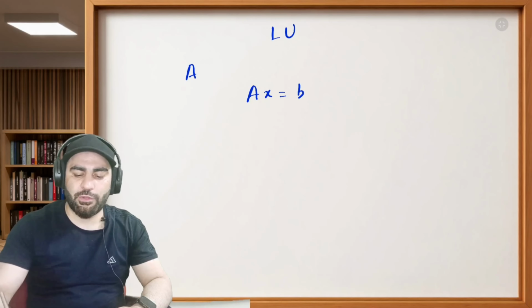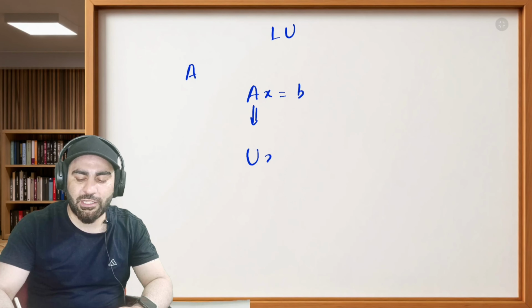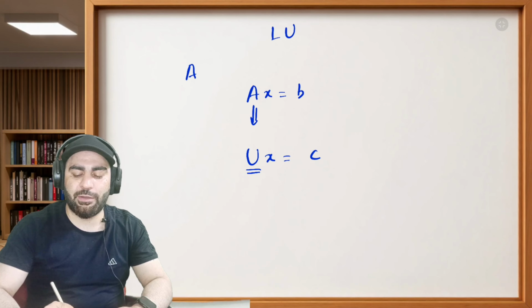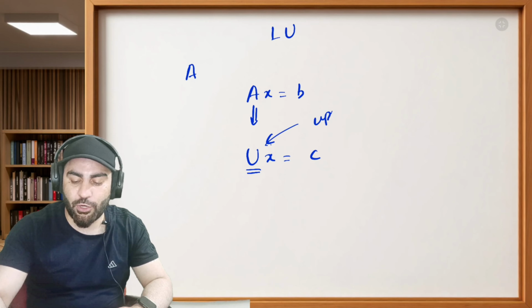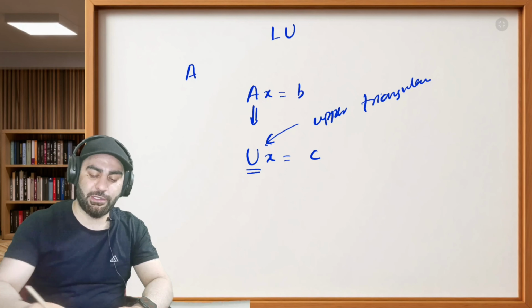Once we keep on eliminating the entries over here, you will get this U, and then you will get UX equal to something, say C. This U was your upper triangular matrix, which you got by using elimination. That's what you did so far.